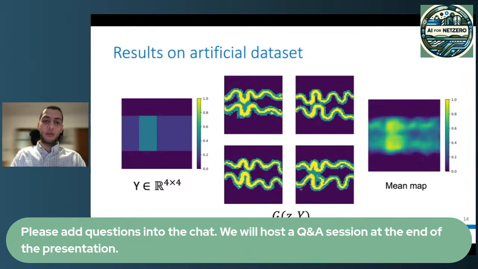Then we can generate something that is totally different from the training set. For example, we want to have high channel proportions on this part, while there is no channel at all, so these parts are 0, and these are low channel proportions. So we can see that the model is able to generate something that respects the conditioning map while also being geologically consistent.